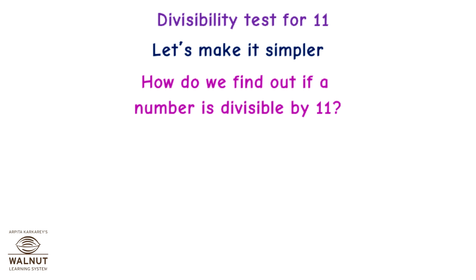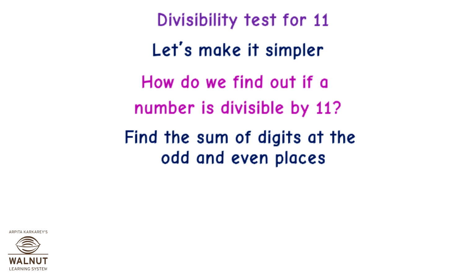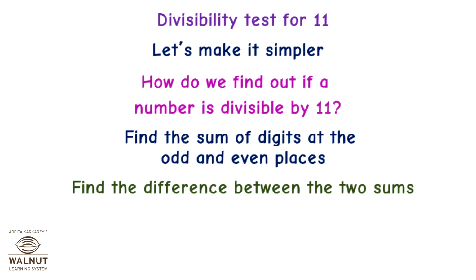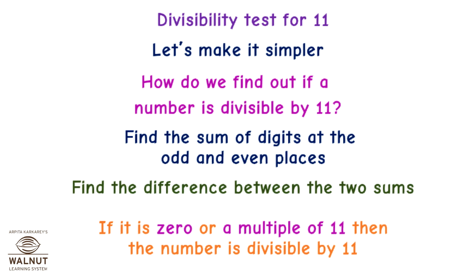How do we find out if a number is divisible by 11? Find the sum of digits at the odd and even places. Find the difference between the two sums. If it is 0 or a multiple of 11, then the number is divisible by 11.